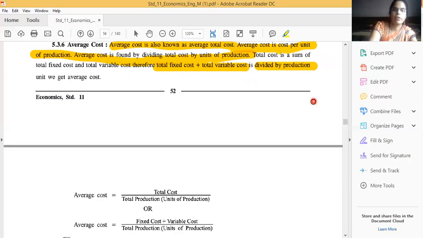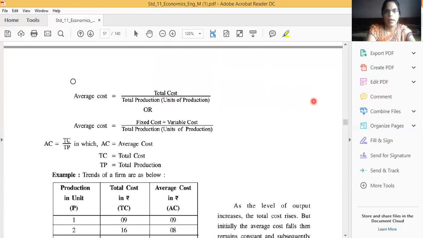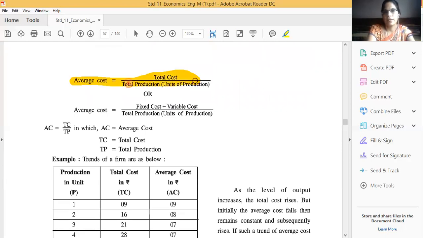There are both formulas given here. Average cost equals TC divided by TP, total cost divided by the total production. Then average cost equals TFC plus TVC, total fixed cost plus total variable cost, divided by the total production units. So these both formulas are showing the same thing.